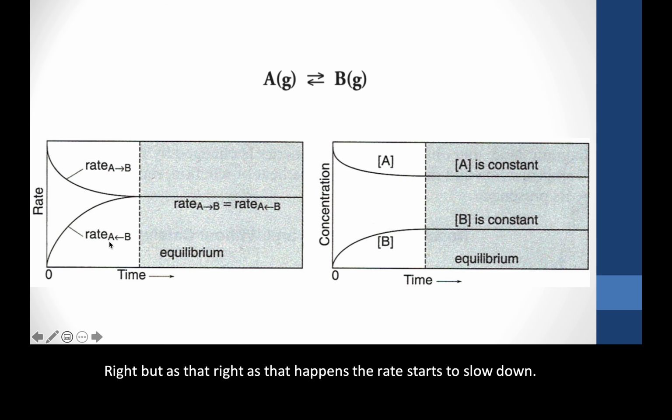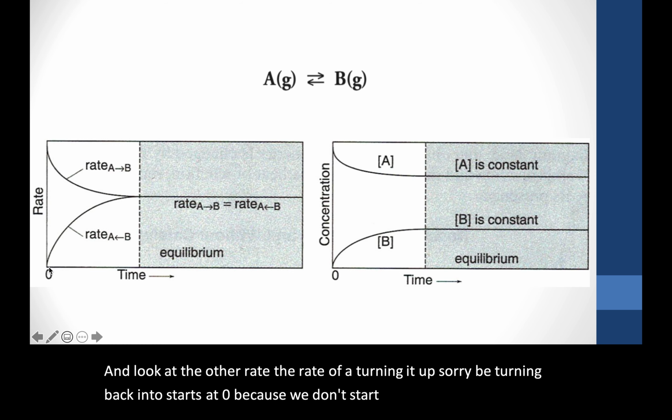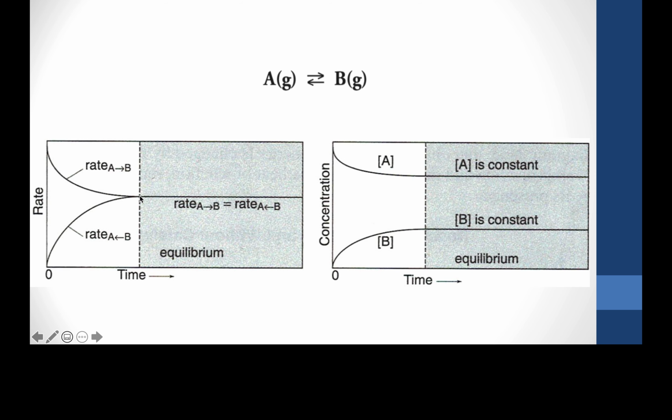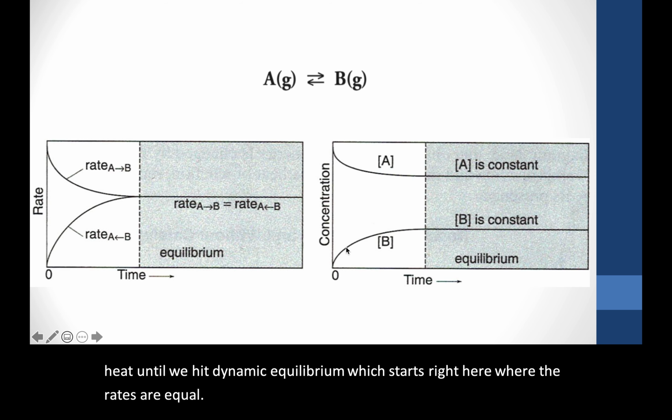The rate of B turning back into A starts at 0 because we don't start off with any B. But as the concentration of B starts to increase, then the rate at which B is turning back into A starts to increase until we hit dynamic equilibrium, which starts right here, where the rates are equal. Okay, that's different than concentration, which is what we see in this second graph.